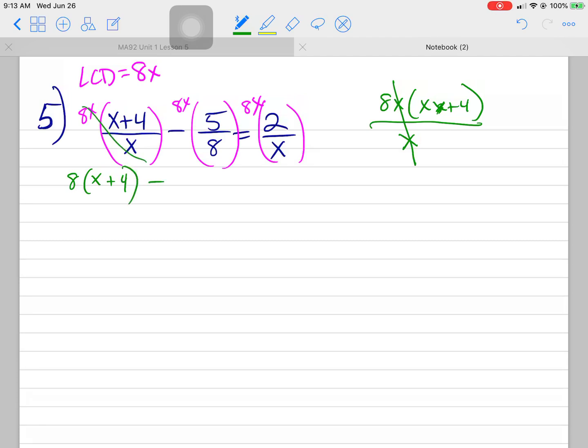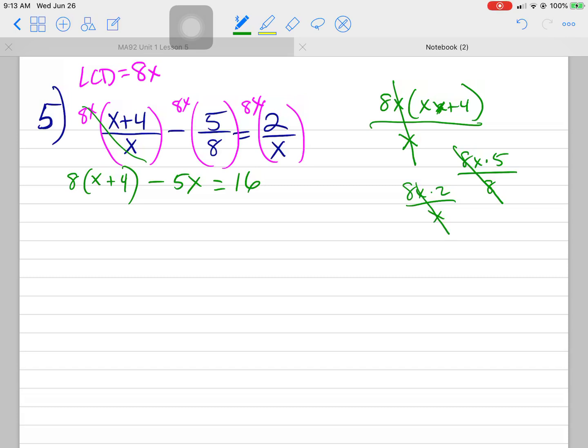All right, and this one is 8x times 5 divided by 8. So the 8's reduce away, and you're left with 5x. And then you have 8x times 2 divided by x. The x's go away, so this is equal to 16. Okay.